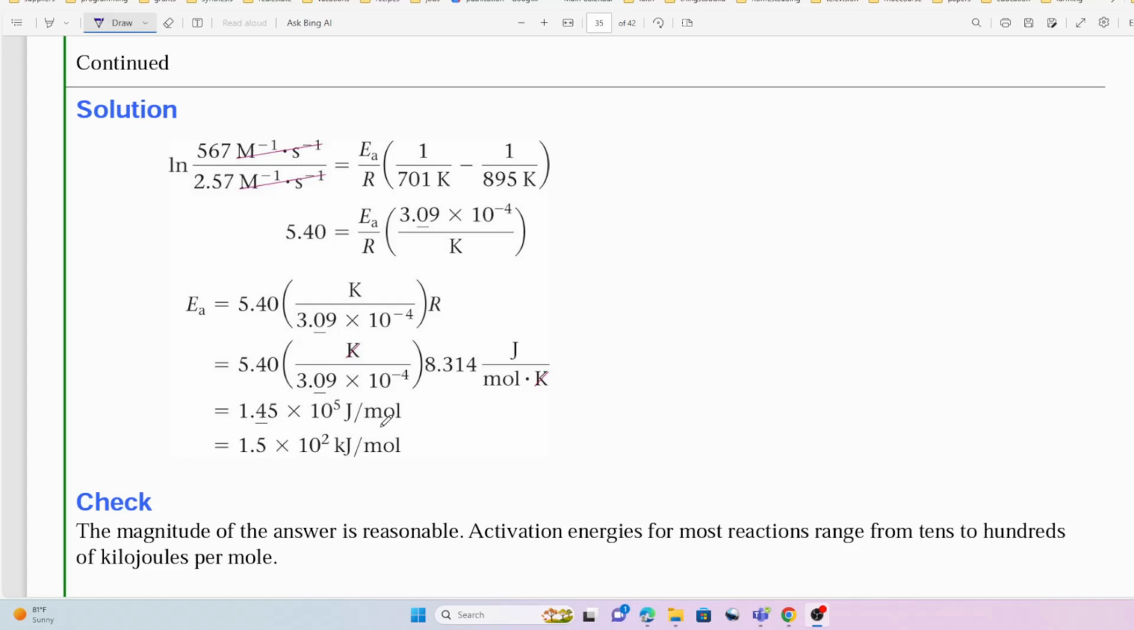And that's because we put in the R as the energy units, and we can cancel Kelvin, and we're left with joules per mole. And so that gives us 1.45 times 10 to the 5th joules per mole. So that rounds to 1.5 times 10 to the second kilojoules per mole if we have 2 sig figs.